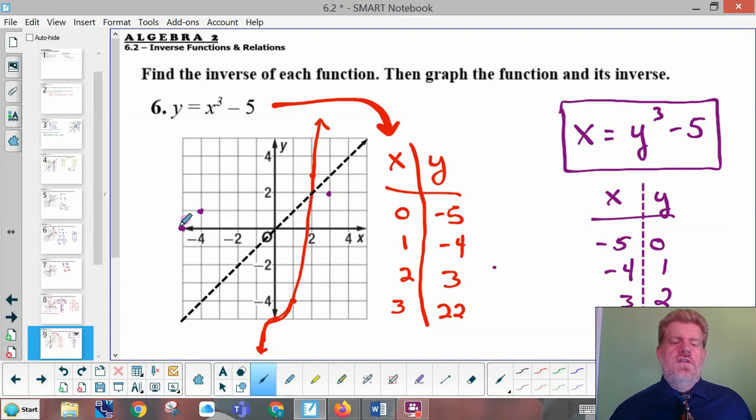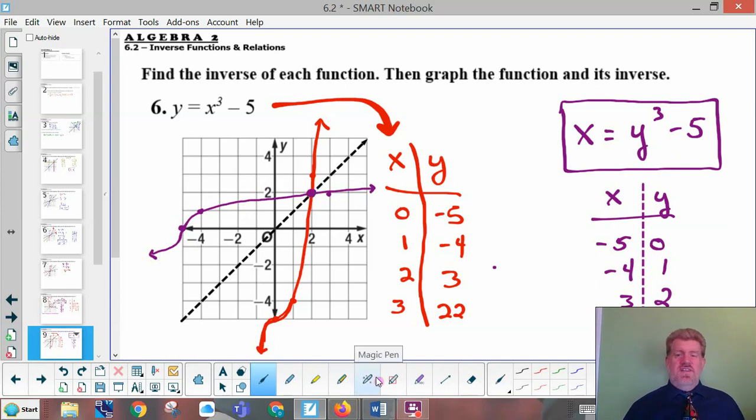So even though we didn't solve for it, where would those two graphs cross? They would cross right here, wherever x and y were the same. So about 1.8, 1.8, something like that. Okay? All right.